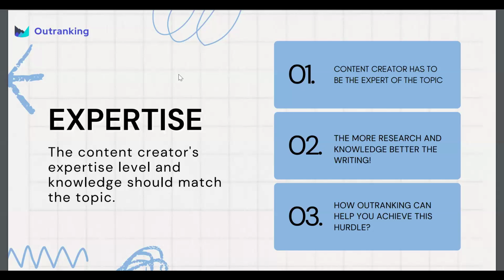So I will go through all the parameters, and I will tell you exactly what is required when it comes to the Google guidelines that have been rolled out, and they are changing their algorithm on the basis of it every fortnight. So let's quickly go ahead, we are done with expertise, and let me show you how you can bring in expertise using Outranking.